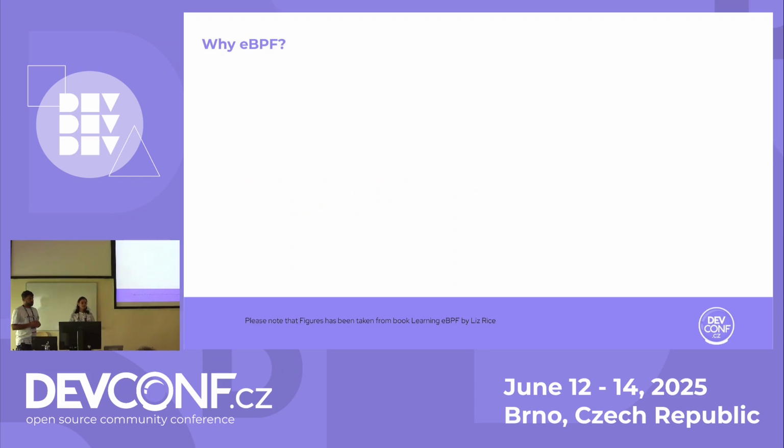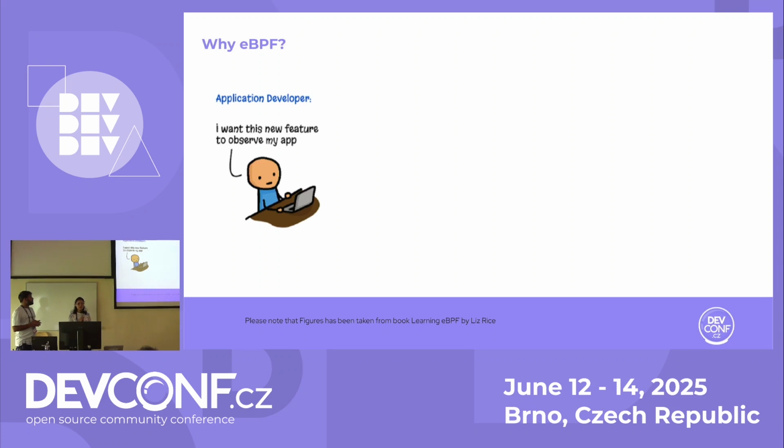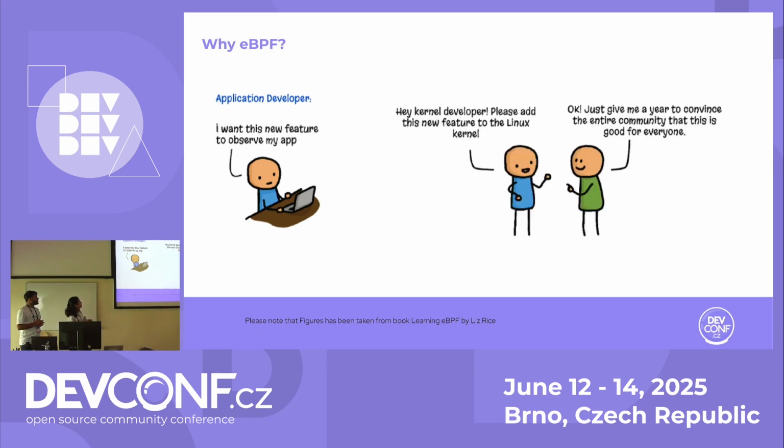So now, why eBPF? One use case is like, let's say an application developer wants to observe his app, and it needs a feature in the Linux kernel itself. So what he will do, he will go to the kernel developer and say, I want this feature in the Linux kernel to observe my app. So the kernel developer will say, okay, let me think, is it good for everyone or not? So it will take time.